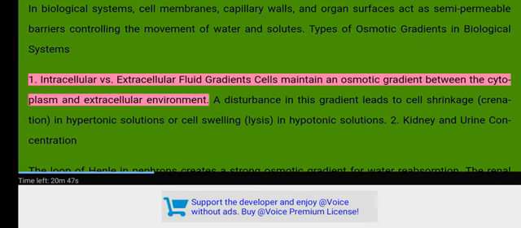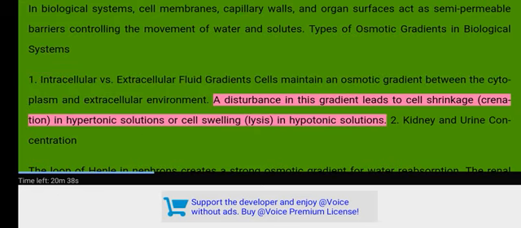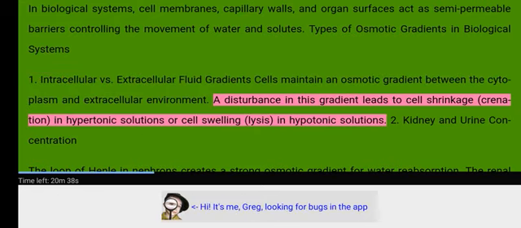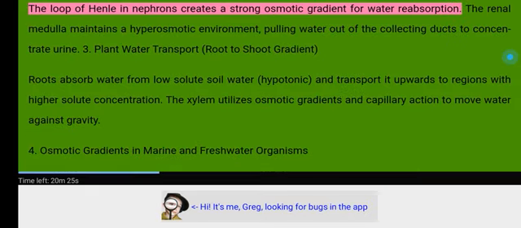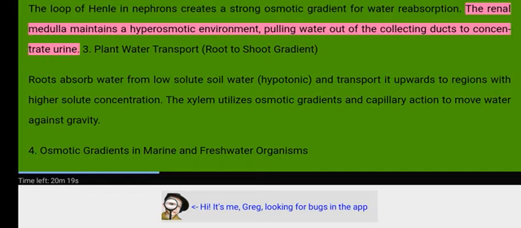1. Intracellular versus extracellular fluid gradients. Cells maintain an osmotic gradient between the cytoplasm and extracellular environment. A disturbance in this gradient leads to cell shrinkage, crenation, in hypertonic solutions, or cell swelling, lysis, in hypotonic solutions. 2. Kidney and urine concentration. The loop of Henle and nephrons creates a strong osmotic gradient for water reabsorption. The renal medulla maintains a hyperosmotic environment, pulling water out of the collecting ducts to concentrate urine.